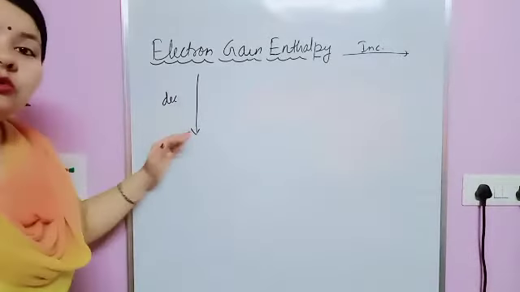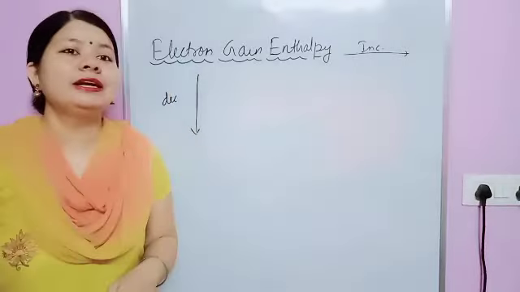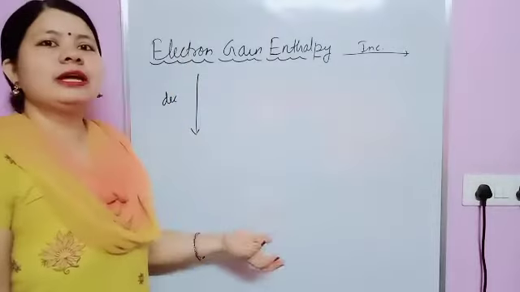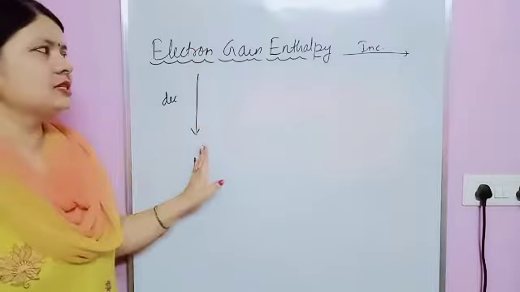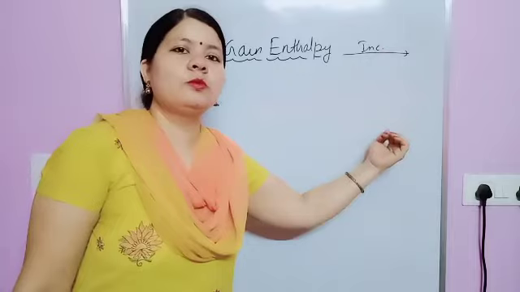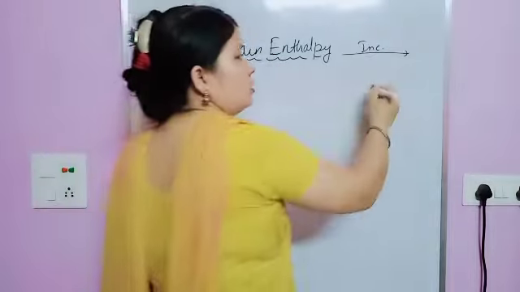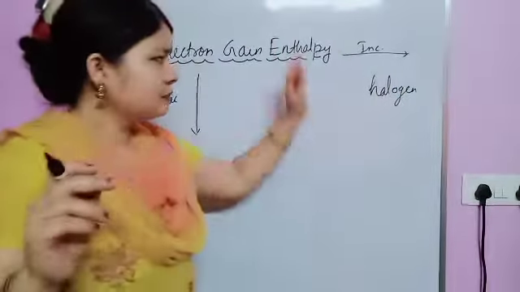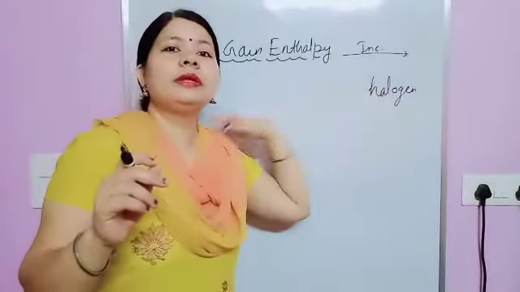Why? Because down the group size increases, then force of attraction decreases, and the tendency to lose electrons increases instead of gaining. So obviously that is not a gain tendency, and it starts to decrease. That's why it decreases down the group and increases across the period. Because first group and second group members generally have a tendency to lose. But as we move across the period up to halogen, the 17th group, electron gain enthalpy is maximum in that period.